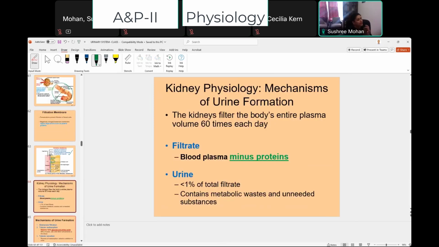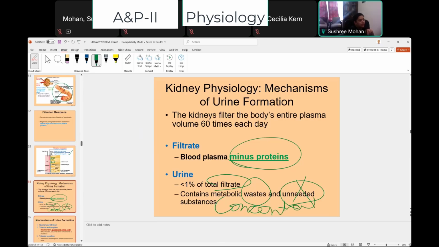So now comes the kidney physiology. We'll go through it again. Filtrate is blood plasma minus the proteins, because the big chunks of proteins have been returned back to the body. They never made it through the glomerulus. Then urine, it is less than 1% of total filtrate, and it contains only waste and substances that we don't need. It's very, very concentrated. You cannot allow useful substances to get out of the body through the urine.